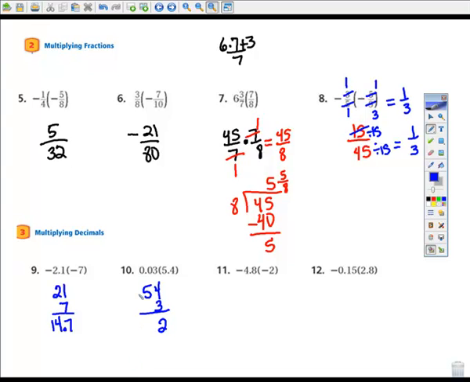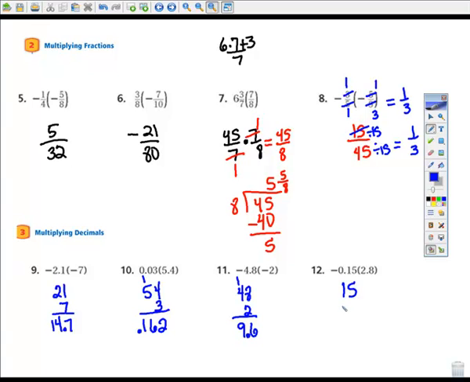4 times 3 is 12. Carry the 1. 3 times 5 is 15. Plus 1 is 16. Now I have hundredths and tenths. So if I have hundredths and tenths, that gives me thousandths. That means I have to have 3 numbers to the right of the decimal. Again, I want you to look at this as 48 times 2. Don't forget, a negative times a negative is a positive. 8 times 2 is 16. Carry the 1. 2 times 4 is 8. Plus 1 is 9. And again, I have a total of tenths here, so I need tenths in my answer.